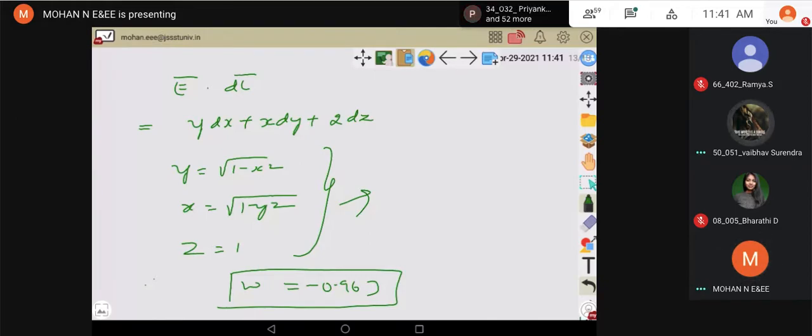Work done is negative means what do you interpret? So the work is being done in the direction of electric field, sir. Yes, the work itself is done by the electric field. That means no external force is required. The electric field itself has done the work in moving the charge from B to A. So this is the answer, that is minus 0.96 joules.